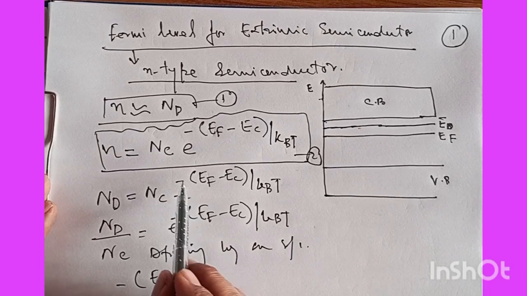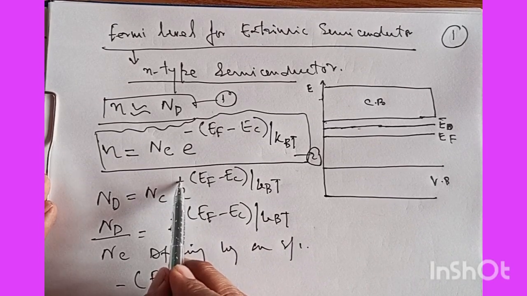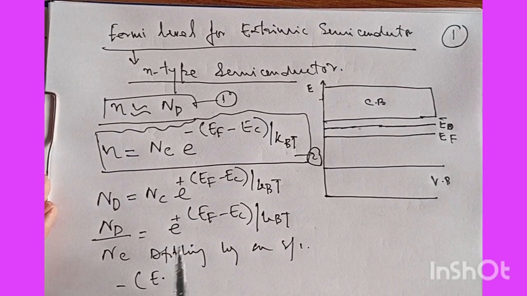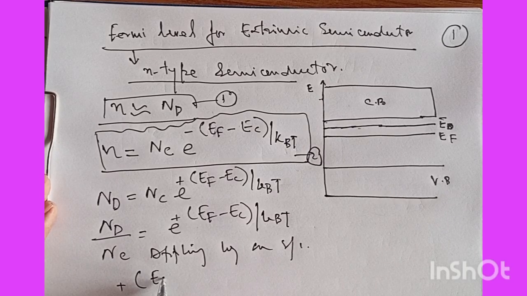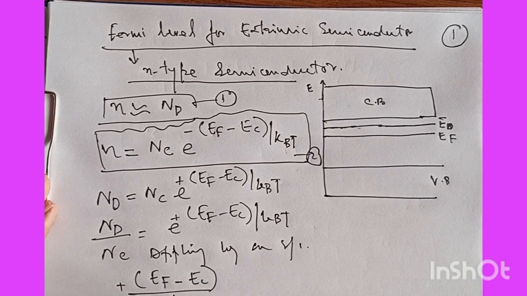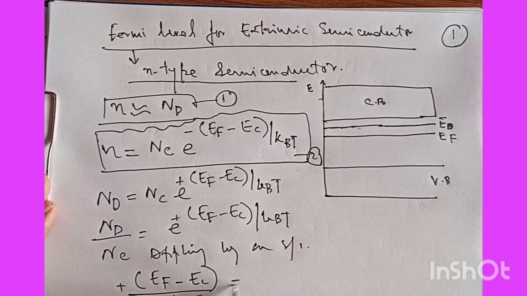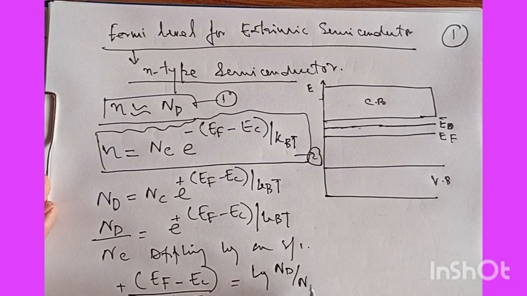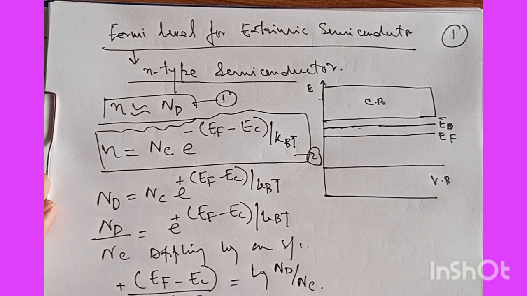Sorry, here is a correction. It is not minus, it has to be plus. So this is (EF minus EC) by kBT is equal to log of Nd by Nc. That should be the case here.